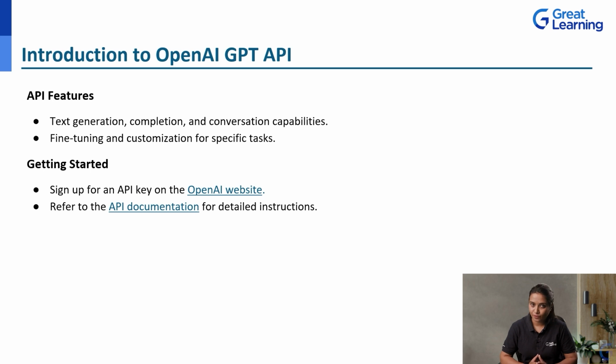OpenAI has a platform where you can generate the API keys and integrate those into your applications. API features: what are the features it will cater for? Text generation, completion, and conversation capabilities.